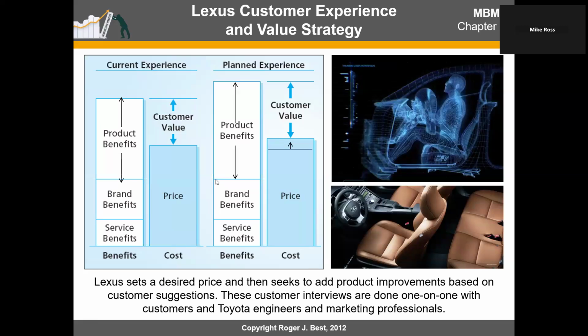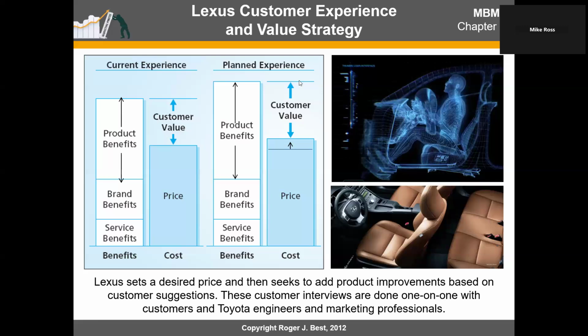Cars are a great product to look at. Obviously, buying a car is expensive. It's a considered purchase, and so we're trying to figure out here, in this case, let's say a Toyota Camry versus a Lexus sedan.